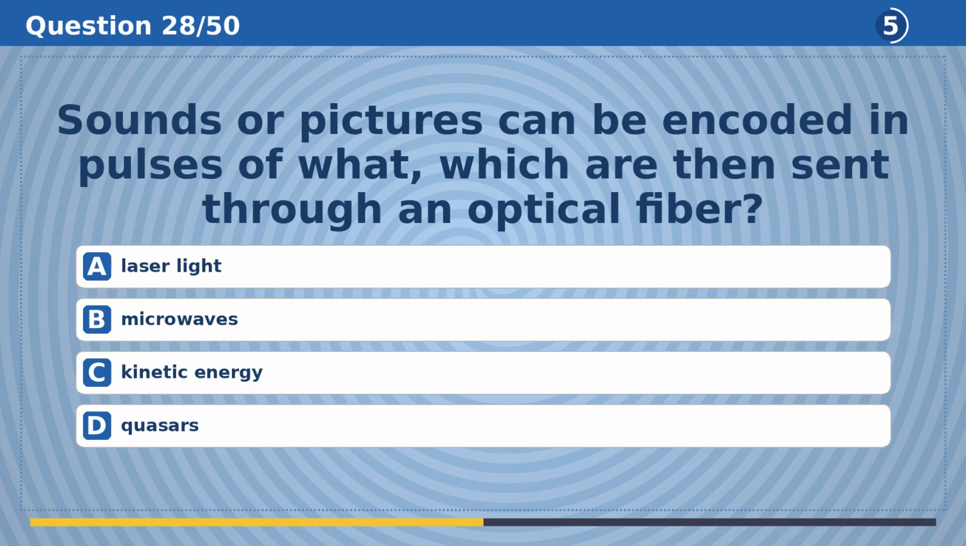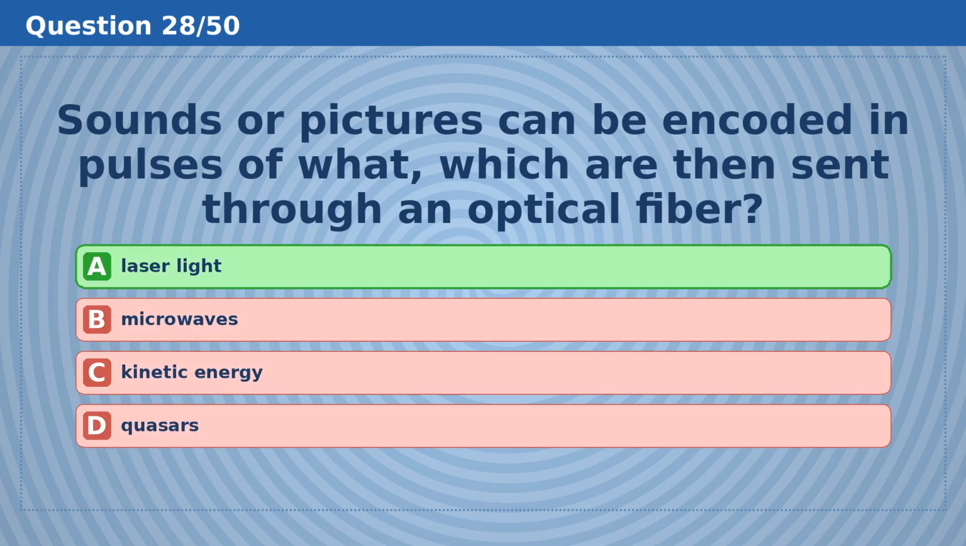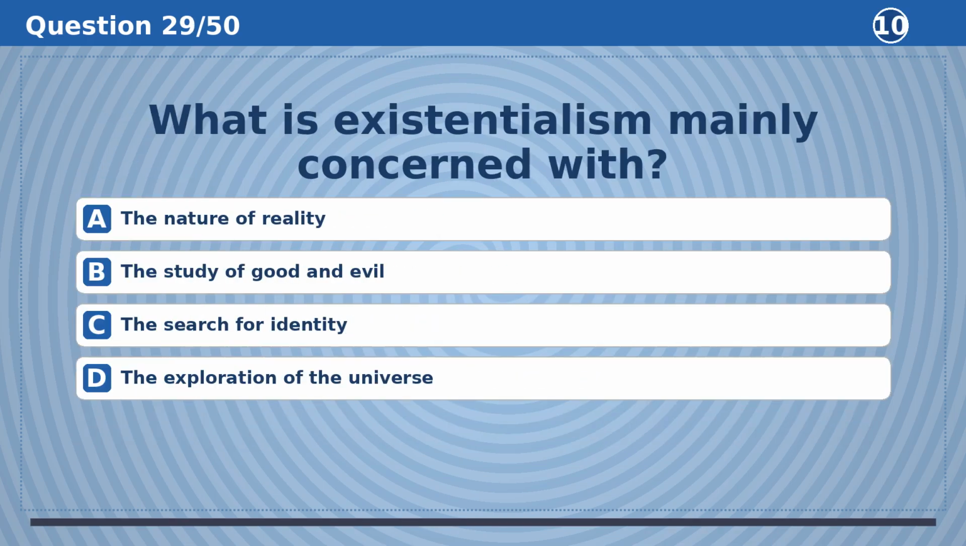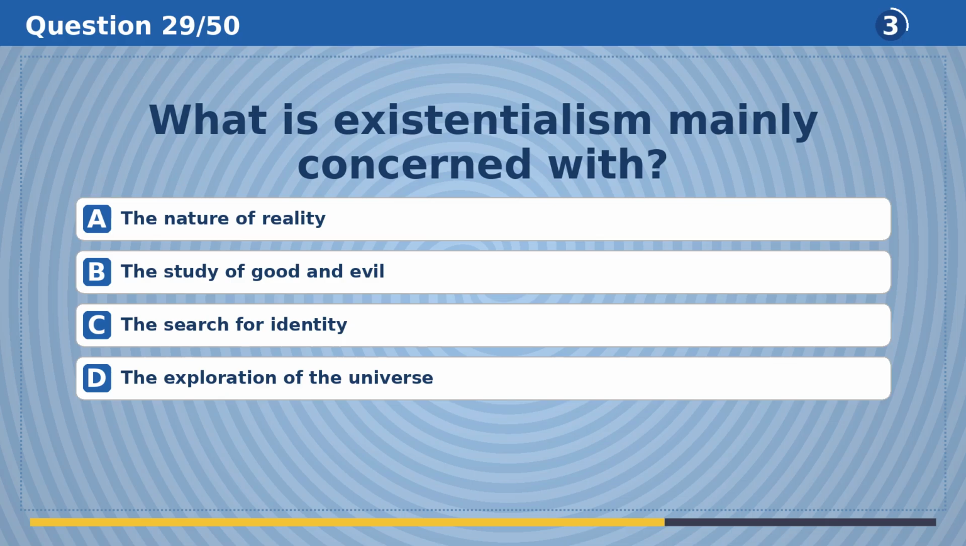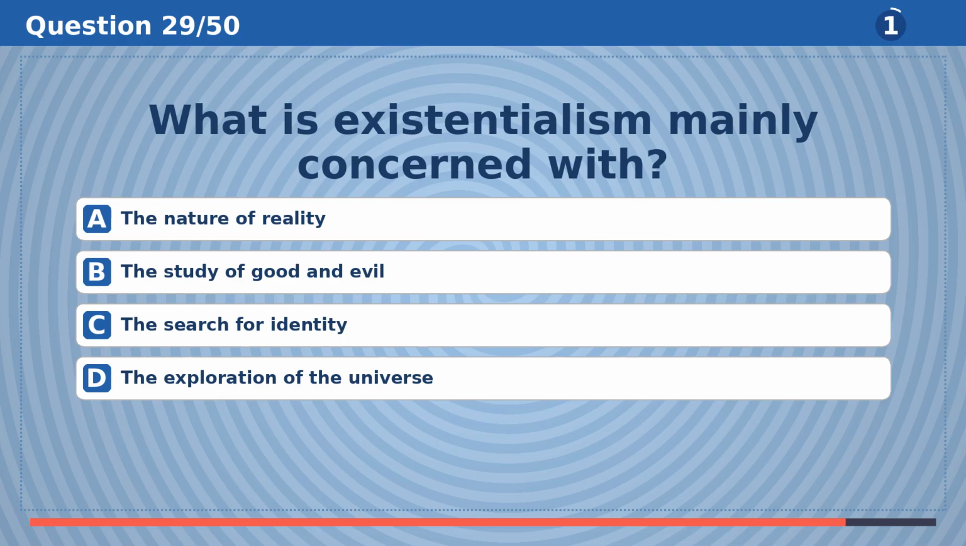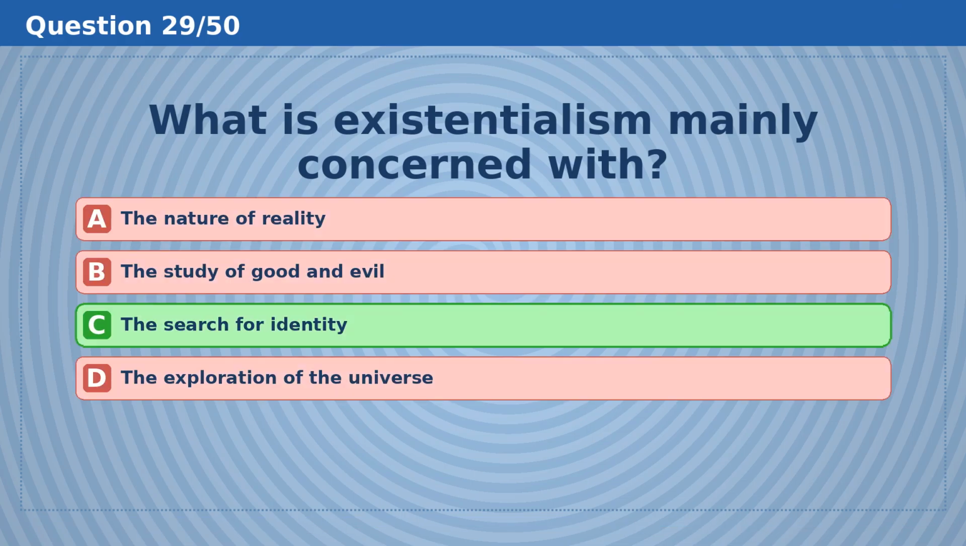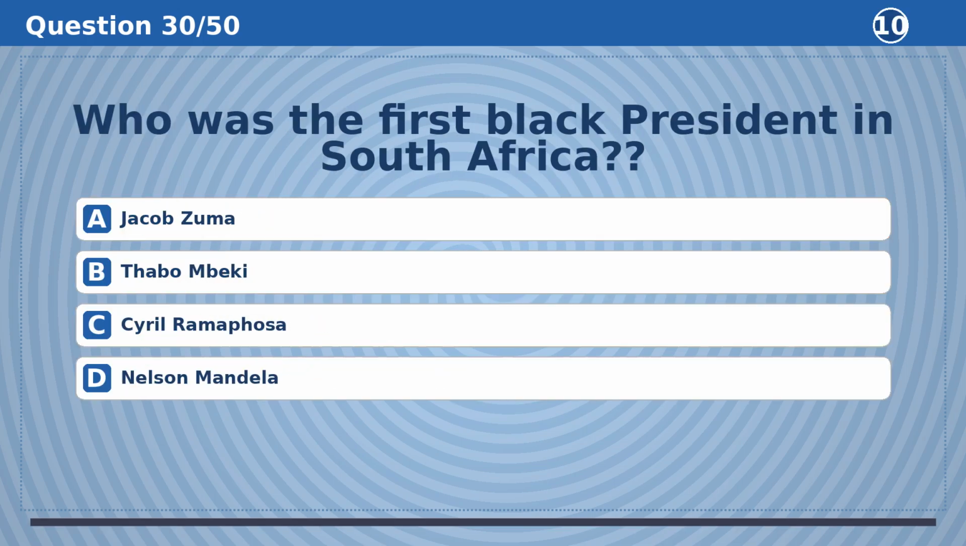Sounds or pictures can be encoded in pulses of what, which are then sent through an optical fiber? The answer is A, laser light. What is existentialism mainly concerned with? The answer is C, the search for identity.